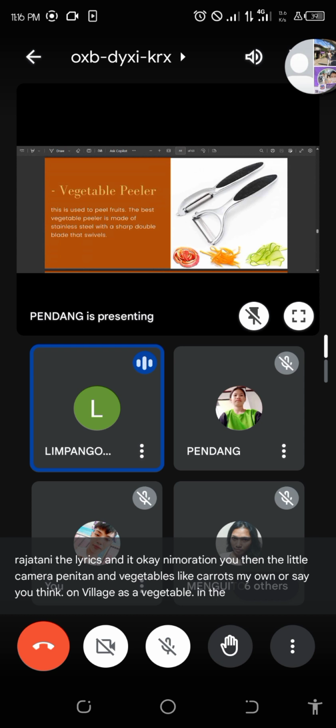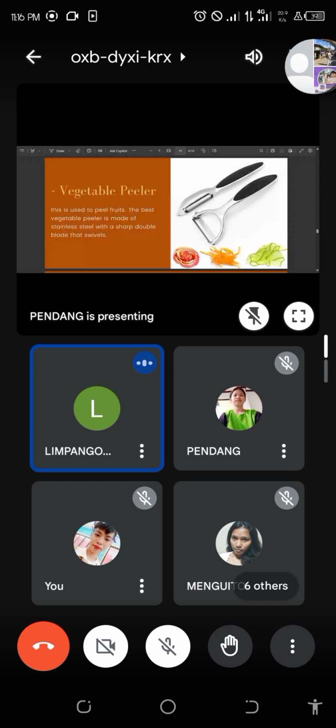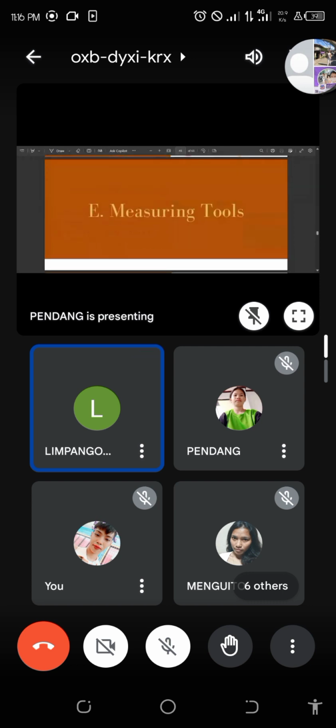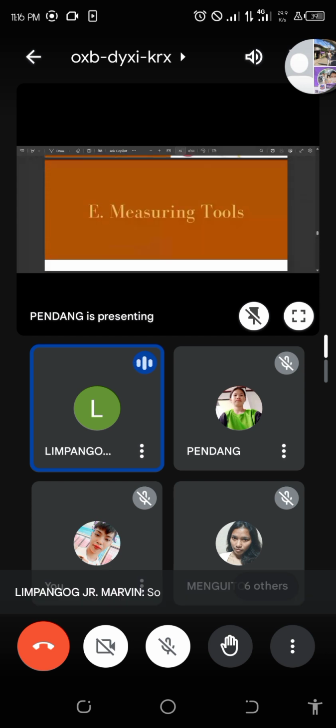Use stainless steel, because other materials can rust. Next slide, please. So, that would be all for my part. Thank you.